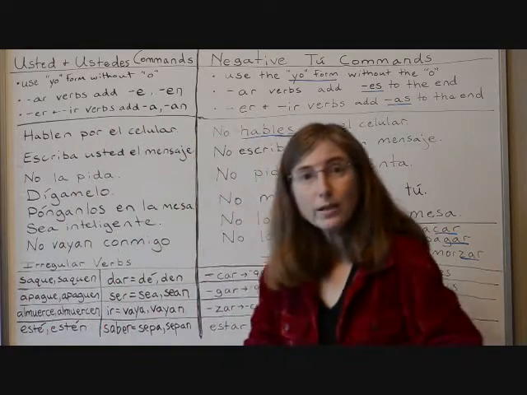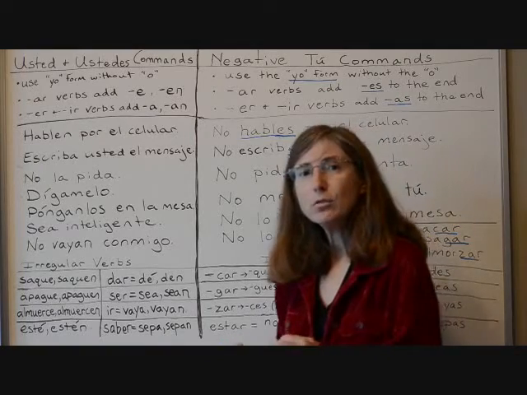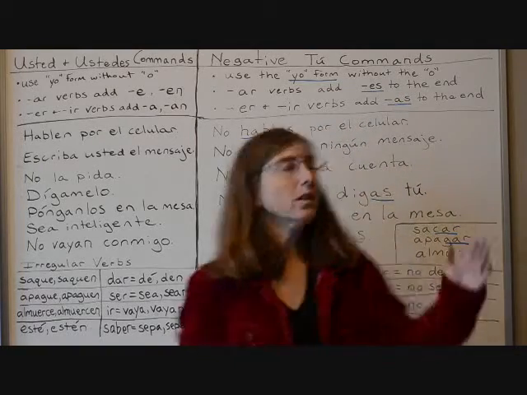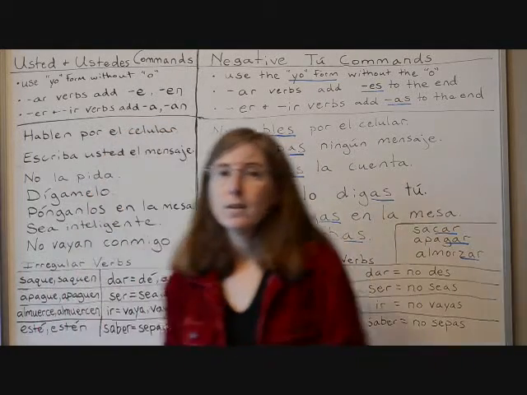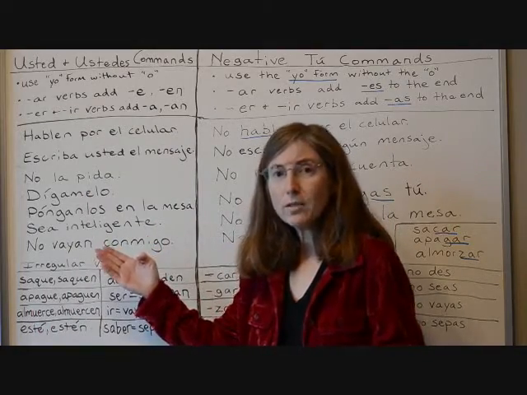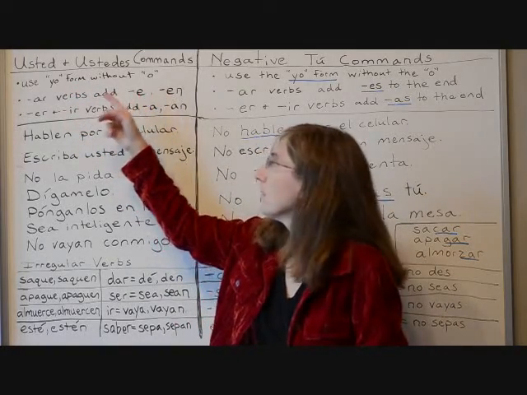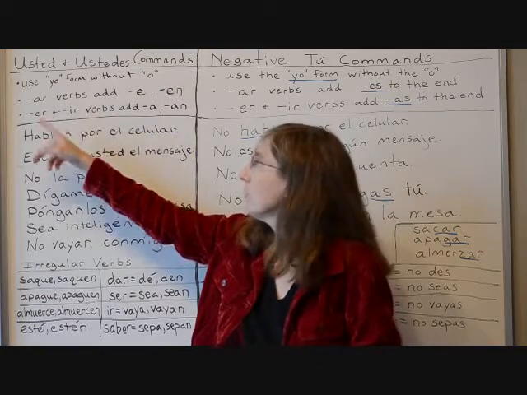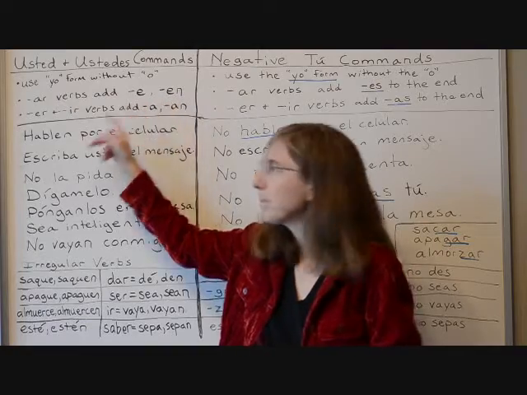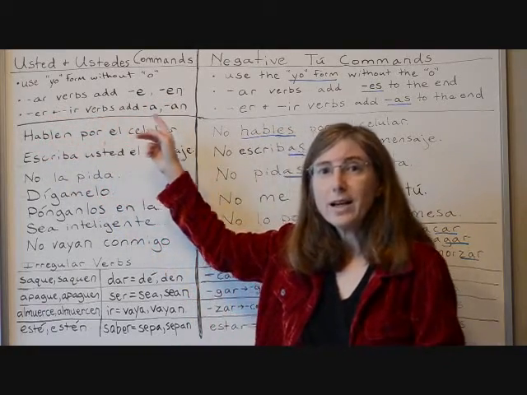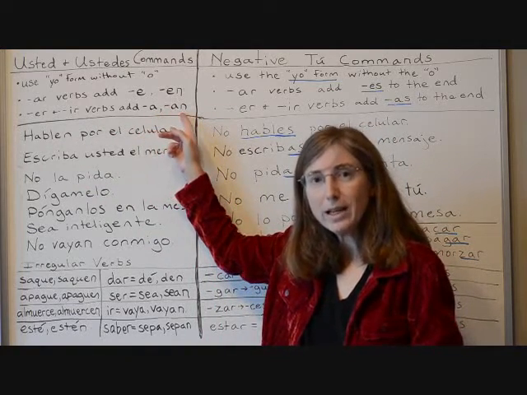Now, when we look at the usted and ustedes forms, the formal command forms of these verbs, there is no difference between negative and affirmative. These are just negative tú commands. The affirmative tú commands are covered in a different video. The affirmative and negative ustedes commands follow very similar rules. We use the yo form, drop the o, and for AR verbs, we add e or en on the end, depending on if it's usted or ustedes. For ER and IR verbs, we add a or an on the end. If it's usted, we add a. If it's ustedes, we add en.